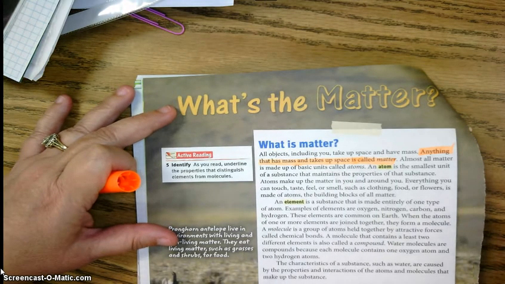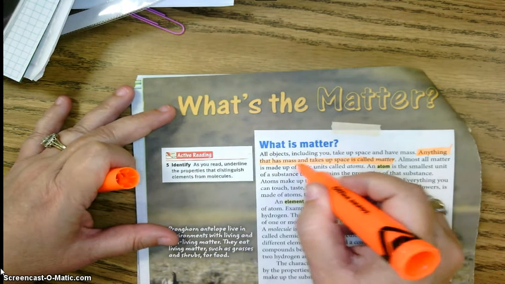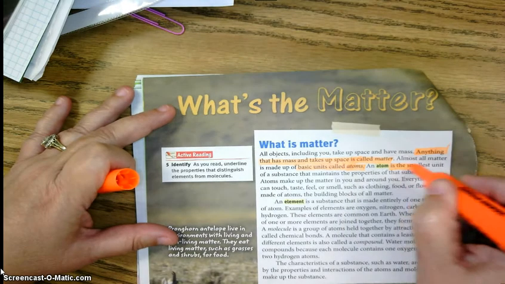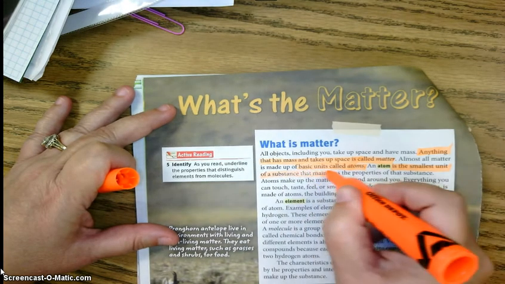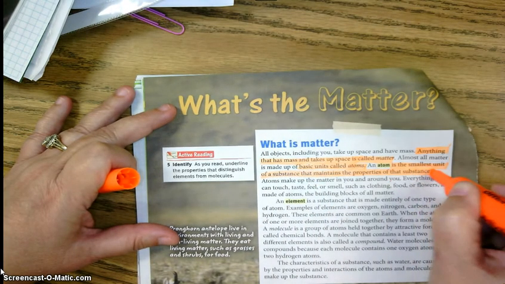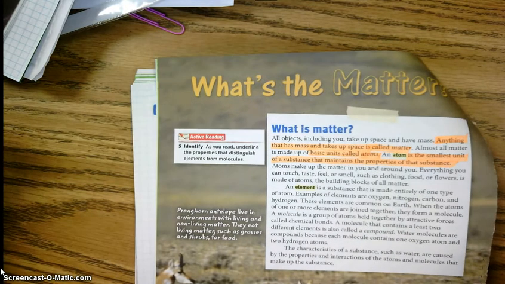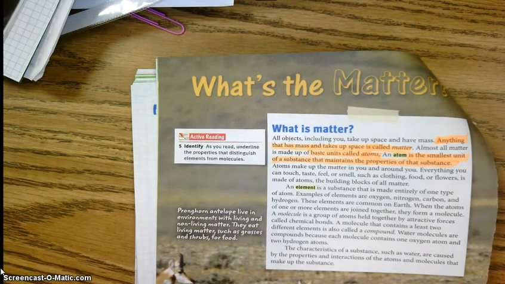So matter is made up of basic units called atoms, and the definition of an atom is the smallest unit of substance that maintains the properties of that substance. So that's very similar to our definition of a cell, right? The basic unit of life, or the basic unit of living matter. Atoms are what make up cells.